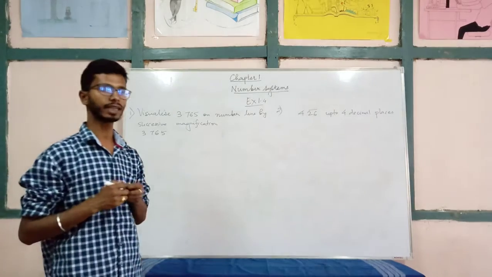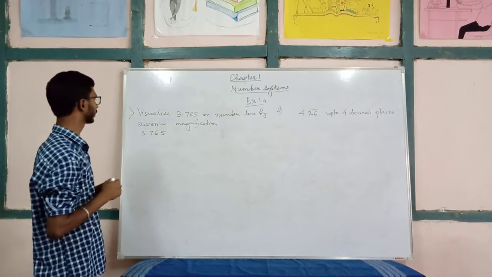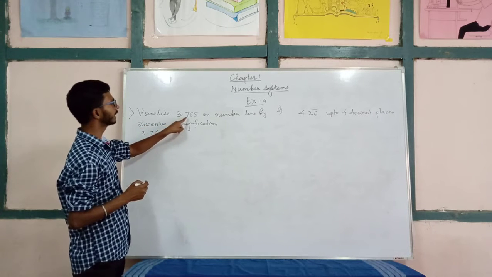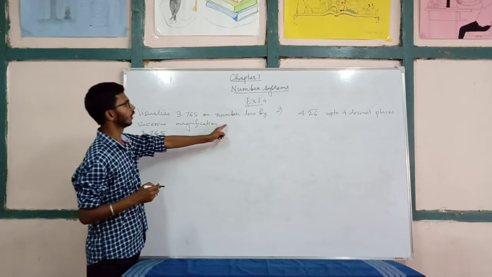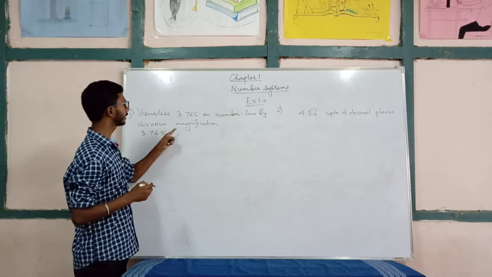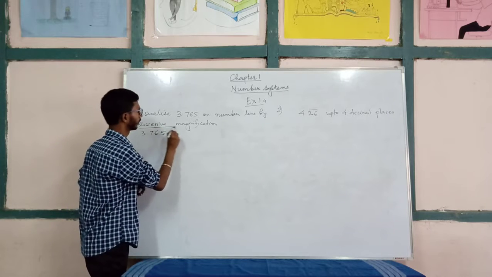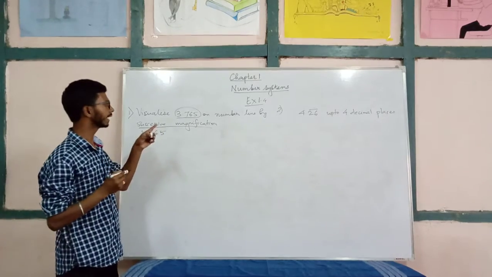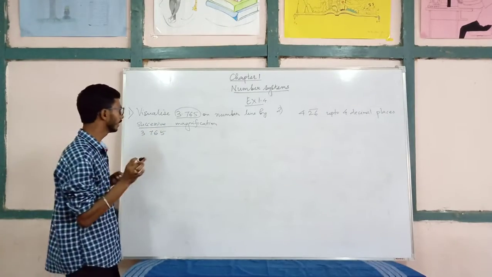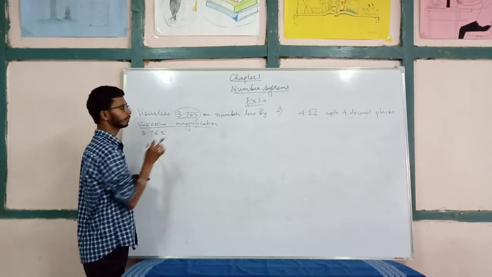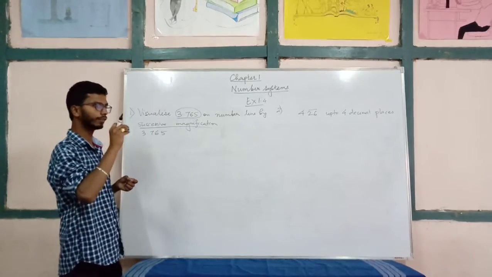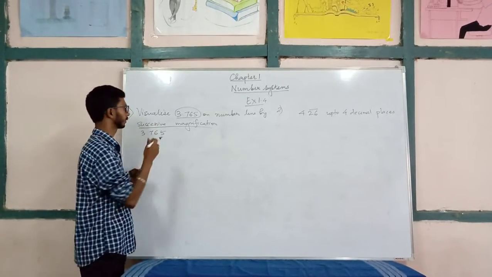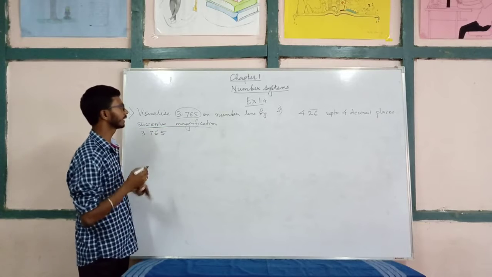So today let us learn exercise 1.4, some important questions. The first question is: visualize 3.765 on a number line by successive magnification. So we have to draw this decimal number, 3.765, on the number line. By which process? Successive magnification. It means we are going to magnify each and every point on the number line step by step. So it is called successive magnification.